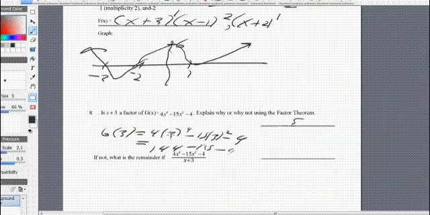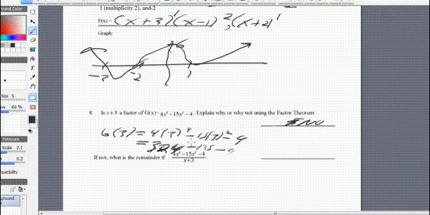I know 3 to the 4th is 9 times 9, which is 81. 81 times 4 is 324. 324 minus 15 times 9, which is 135, minus 4. So that turns out to be, that is not a factor.